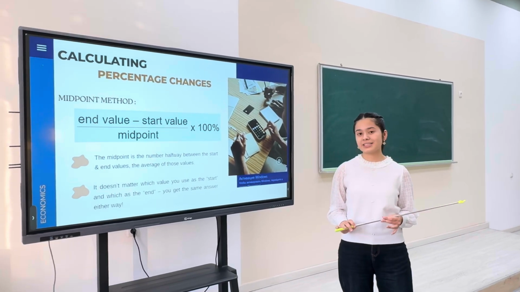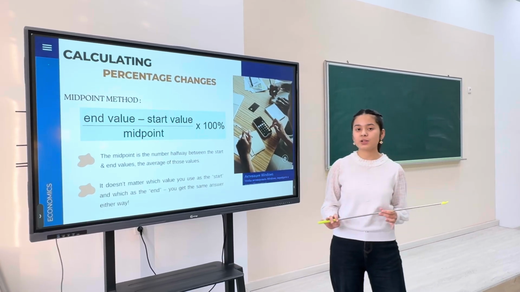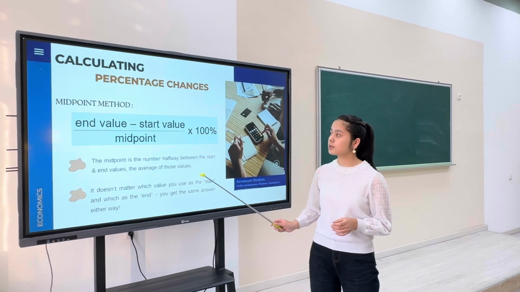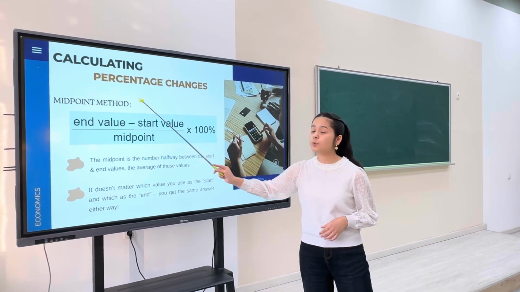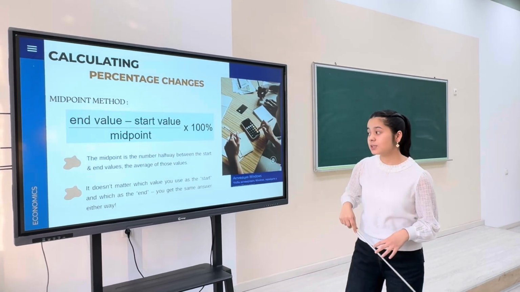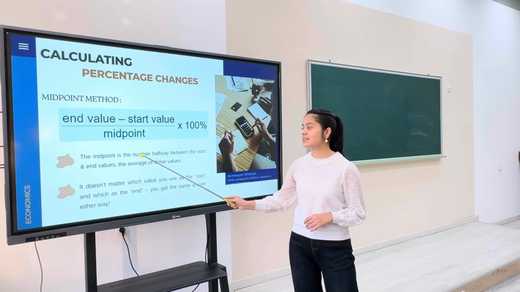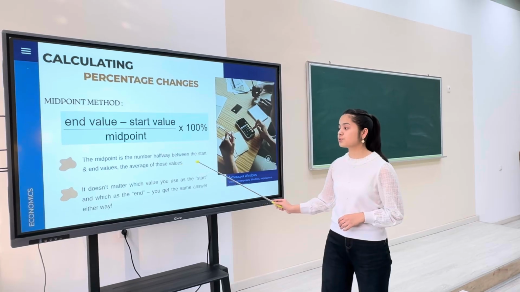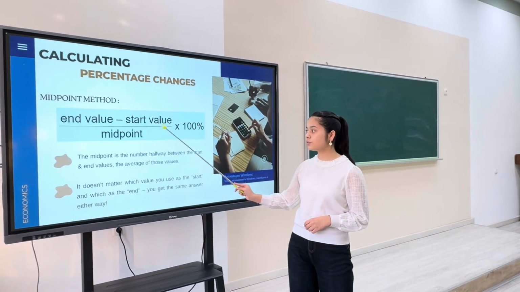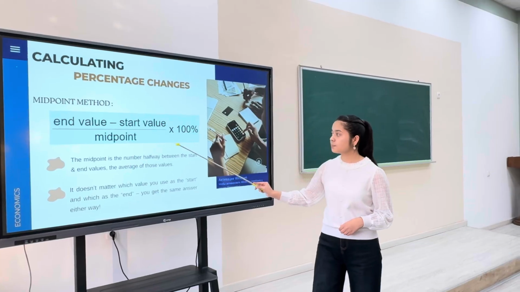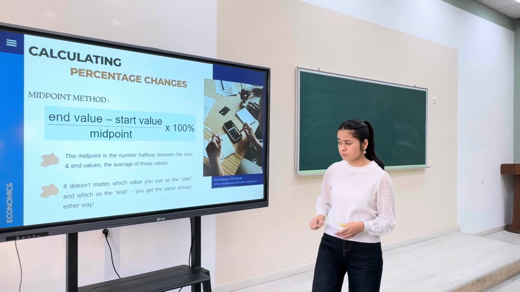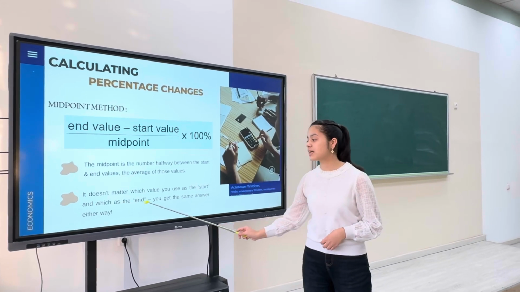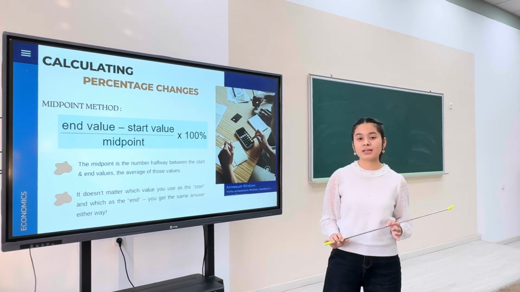When calculating percentage change, it's very important to calculate it accurately. A commonly used method is the midpoint method. What is the midpoint method? The midpoint is a number halfway between the start and end values, the average of those values. The percentage change is the end value minus the start value, divided by the midpoint, multiplied by 100%. Actually, it doesn't matter which value you use as the start and which as the end. You get the same answer either way.